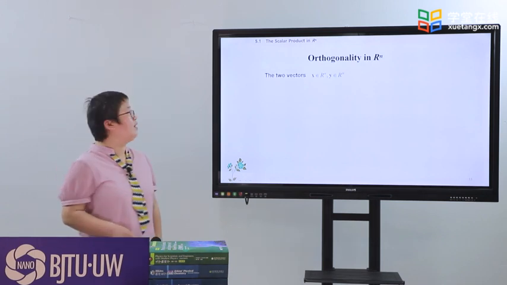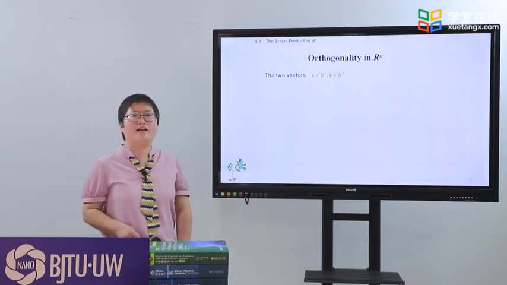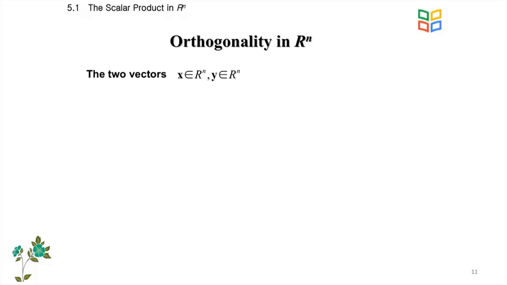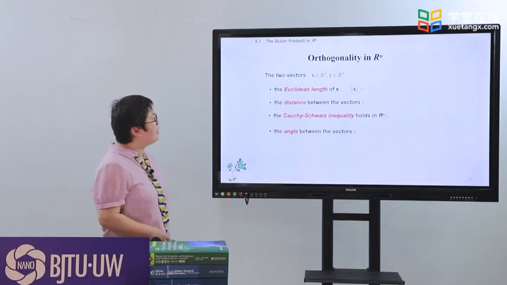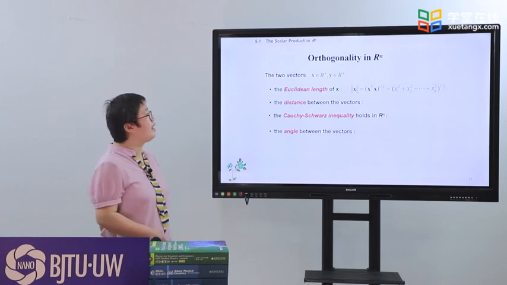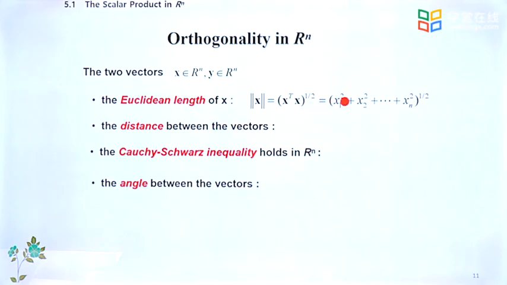Now we consider orthogonality in Rn. In the general case, given two vectors, x belonging to Rn and y belonging to Rn, the Euclidean length of x can be given in this way. It uses the scalar product of x and x, to the power 1 over 2. So its length equals the square root of x1 squared plus x2 squared plus so on plus xn squared. And the distance between the vectors also uses the length of y minus x.